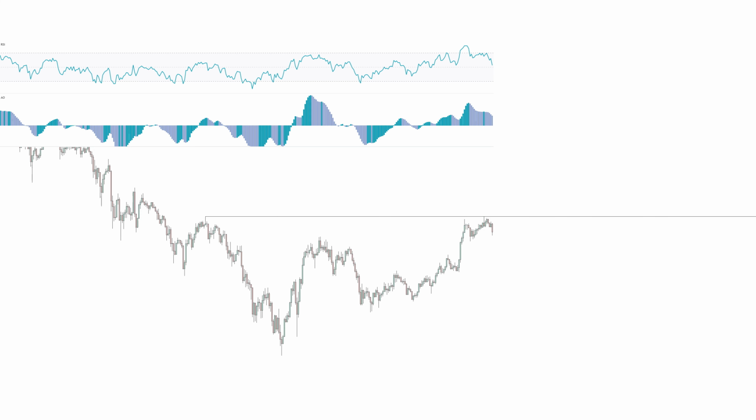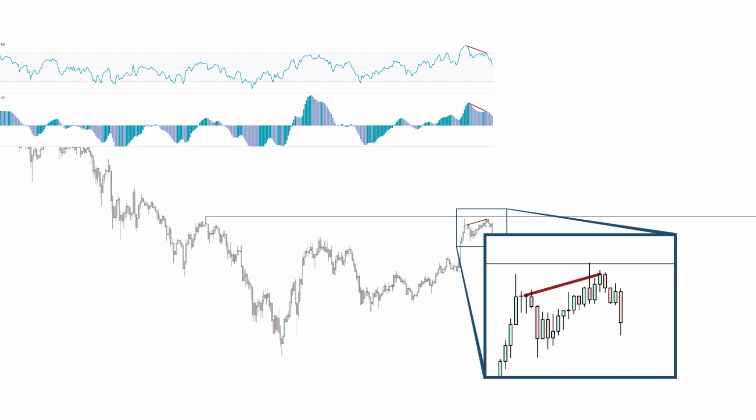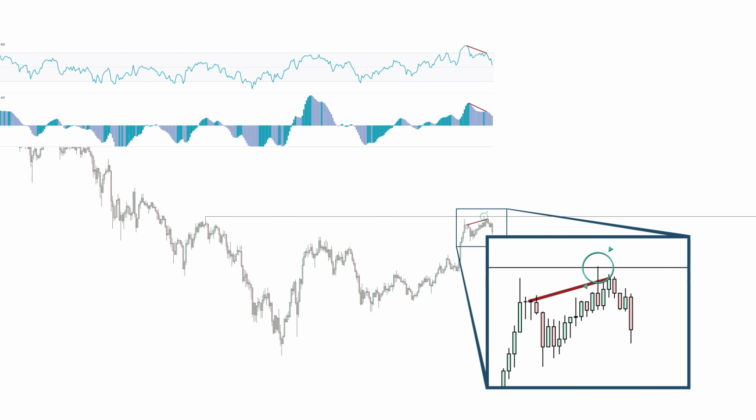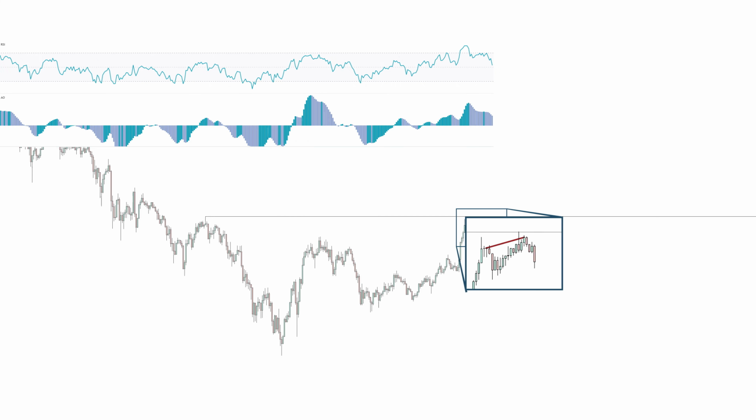In doing so, it starts diverging on the hourly here and technically takes out the level, but you'd have to use a microscope to see it. And when any trade trigger is this unobvious, it's not worth taking.